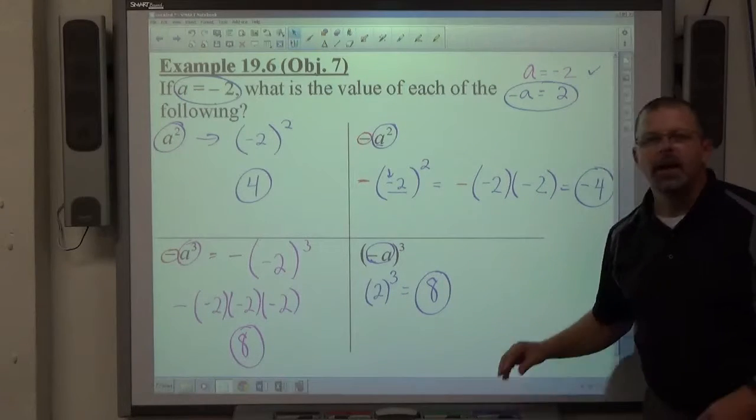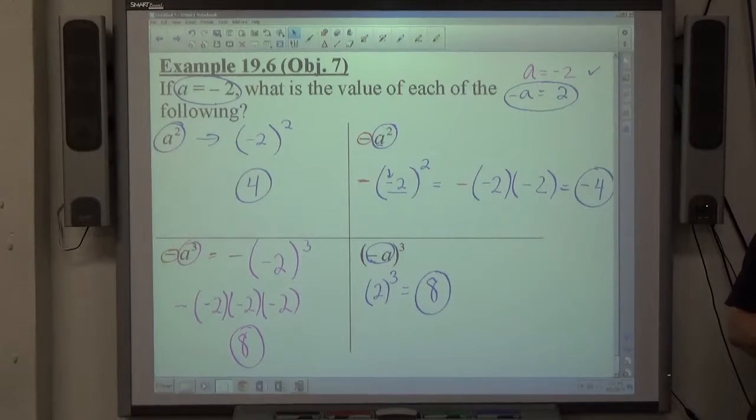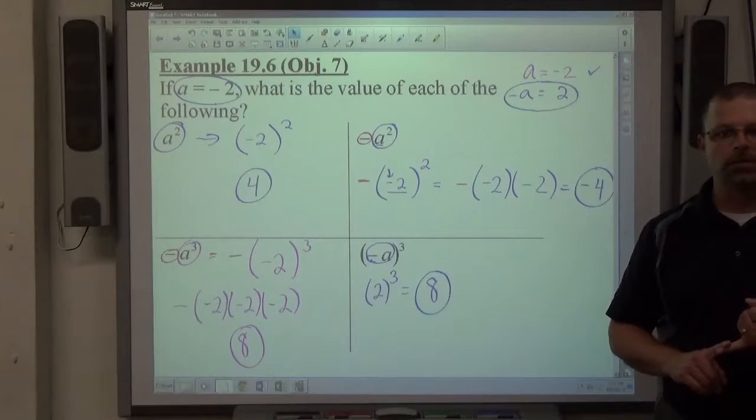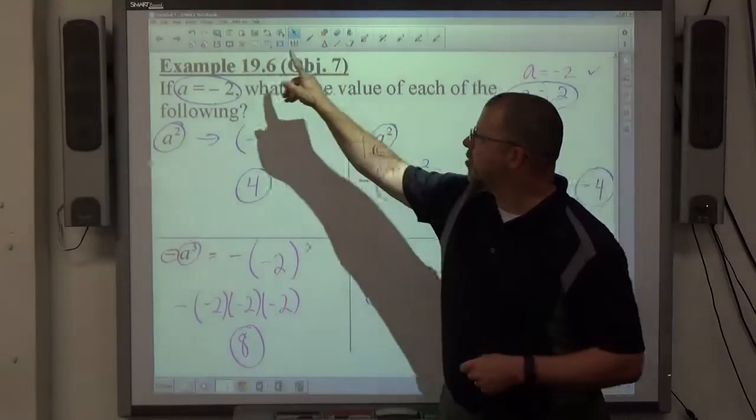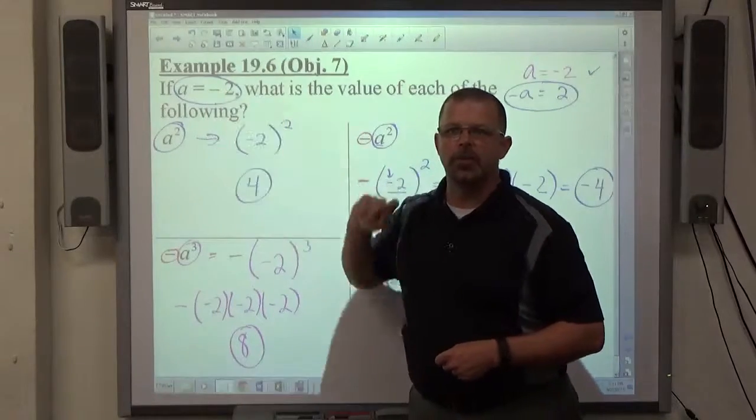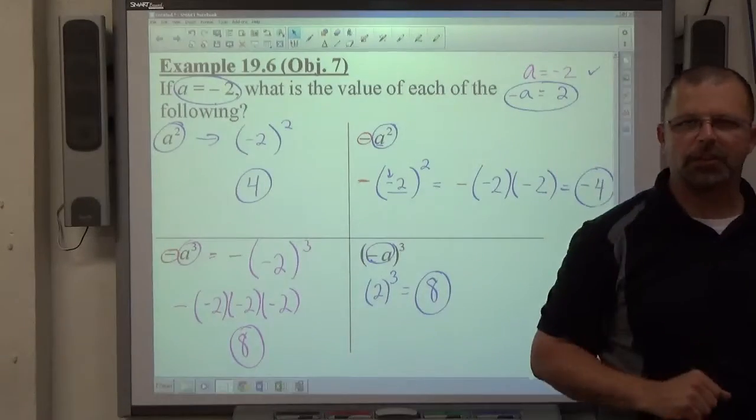All right, so again, ask yourself the question before you start dealing with powers, what's being raised to the power, and make sure that it gets done properly. If a letter is being raised to a power, make sure both the sign and the number the letter represents get raised to that power by using parentheses on the substitution.